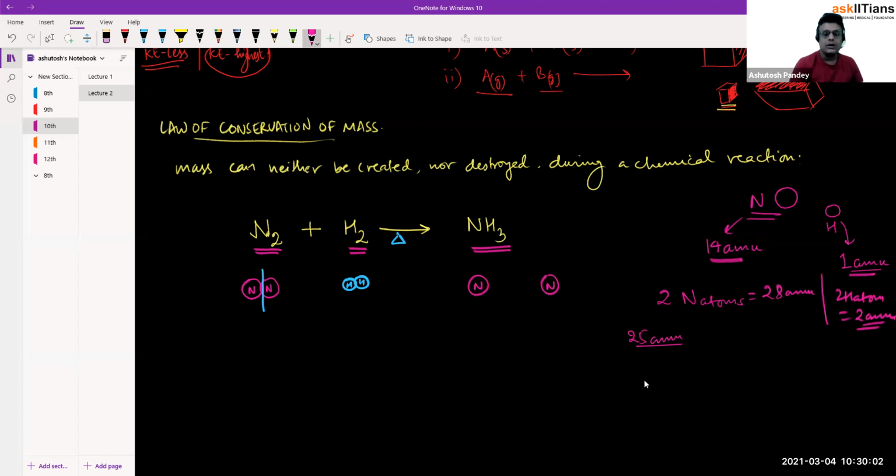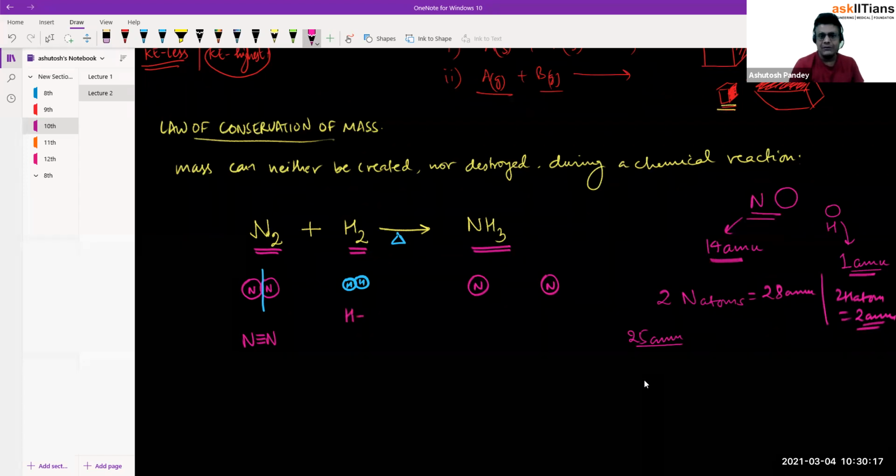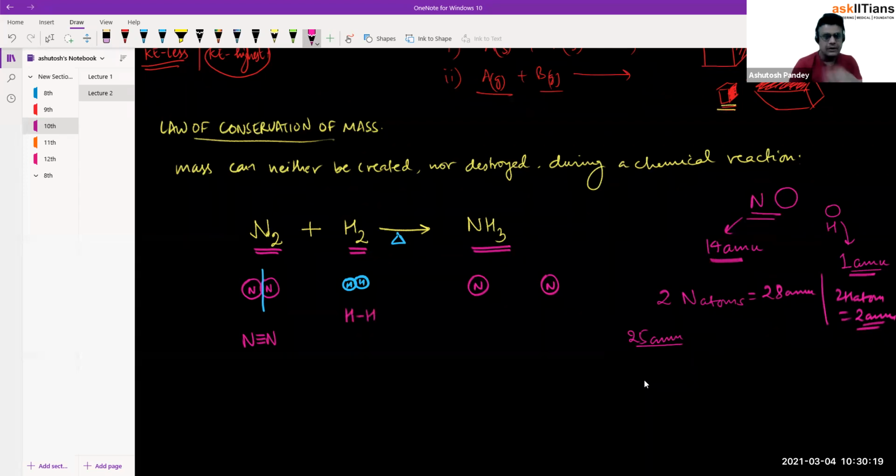Now the valency of nitrogen is 3, so it means that it is going to form 3 bonds. Here in N2 we have two nitrogen atoms with a triple bond, while hydrogen will have a single bond. If we break these bonds, the nitrogens will have a valency of 3. Both of these nitrogens will require three different monovalent atoms to complete their valency.